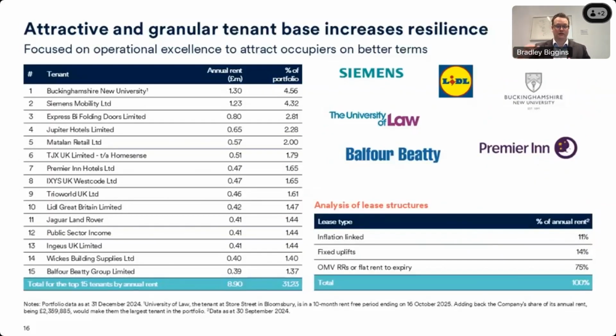Another thing that investors often look at, and rightly, is the tenant lineup. And these are our 15 largest tenants. They represent almost a third of the passing rent. And we think we've got a really strong tenant lineup. The first thing I'd point out is there's only 2 tenants that currently, or at the end of December, represent more than 3% of passing rent. So that again speaks to that granularity and that spread of risk. And when we look down this list, we see household names such as Siemens, Lidl, Balfour Beatty, Premier Inn, and we feel really comfortable with this list of our largest tenants.